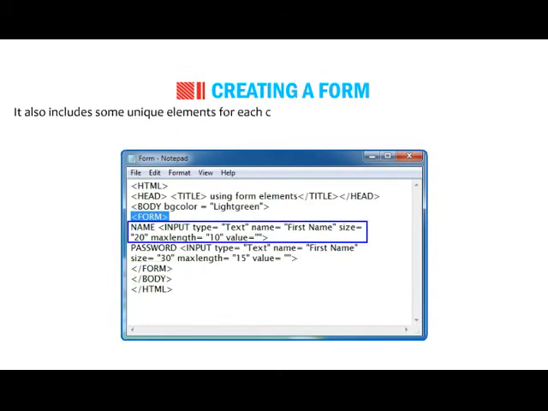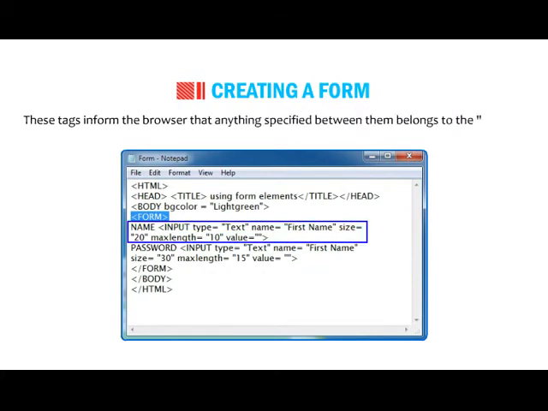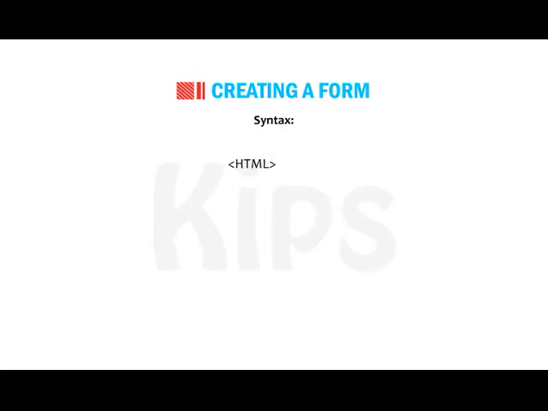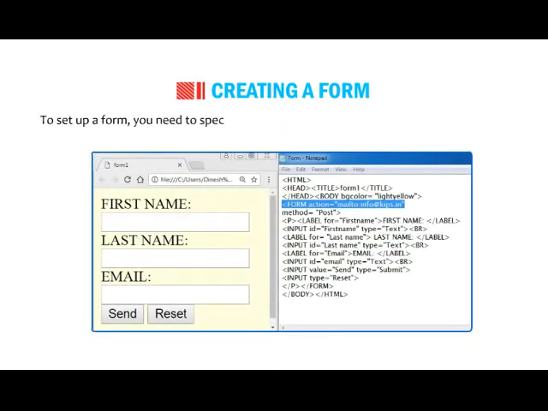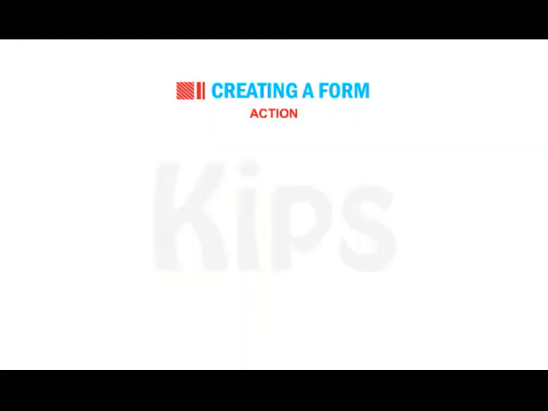It also includes some unique elements for each control, such as the input element, select element and textarea element. These tags inform the browser that anything specified between them belongs to the form. Syntax: HTML, body, form, form elements, /form, /body, /HTML. Forms can be divided into three sections, namely form header, input fields, action buttons. To set up a form, you need to specify two important attributes, that is action and method.